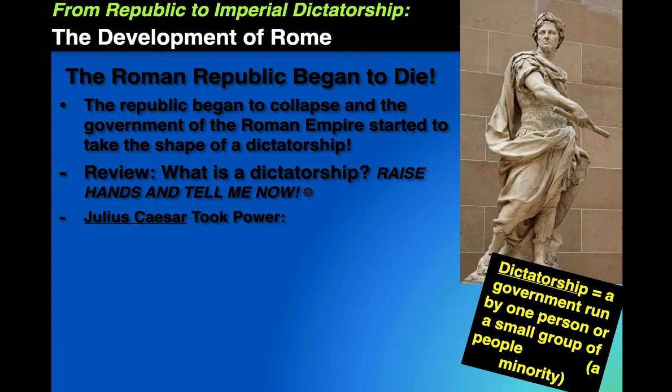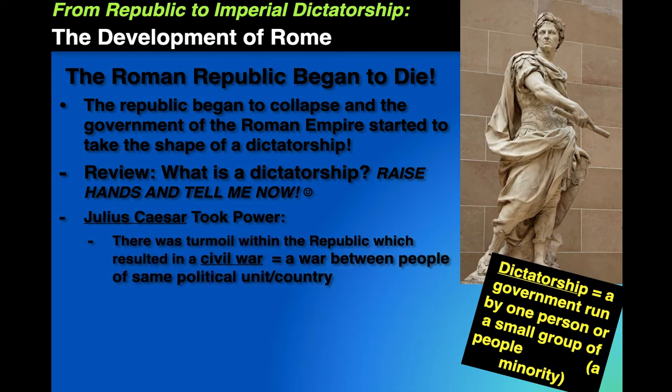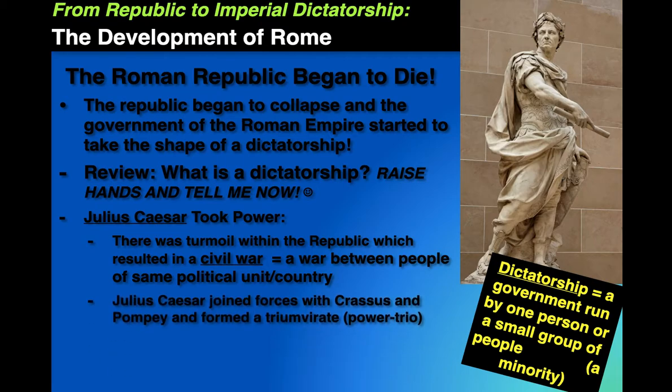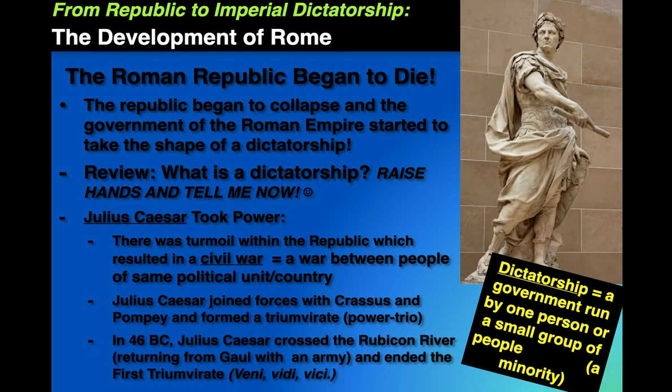Julius Caesar, probably the most famous dictator, took power. There was turmoil within the republic, which resulted in a civil war. Civil war equals a war between people of the same political unit or country. Julius Caesar joined forces with Crassus and Pompey and formed a triumvirate, a power trio. There were two other people. In 46 BC, Julius Caesar crossed the Rubicon River, returning from Gaul with an army, and ended the first triumvirate. Julius Caesar was named dictator for life in 44 BCE.